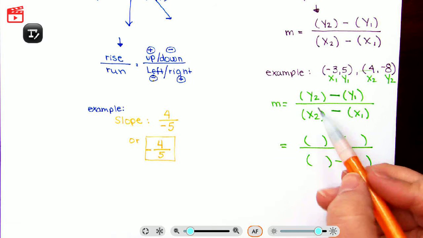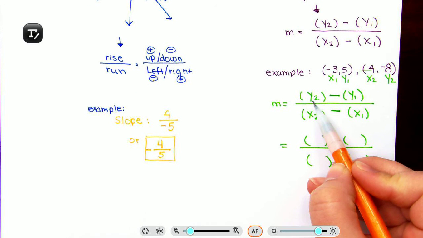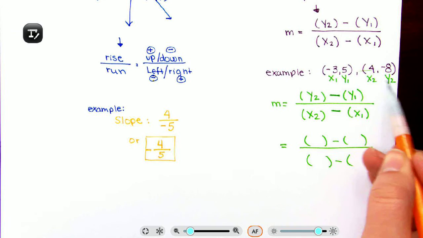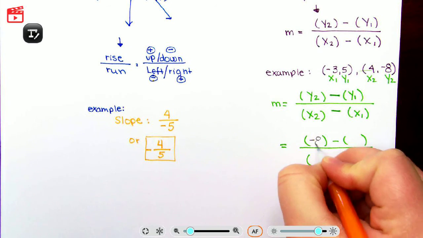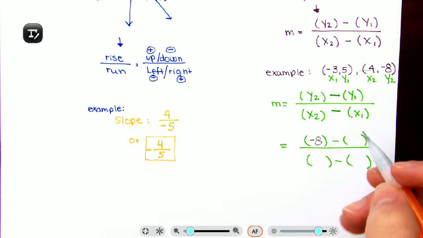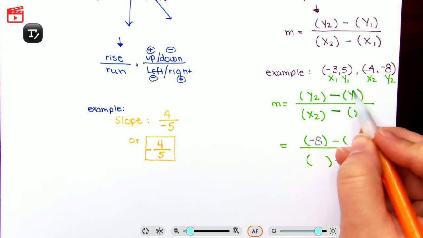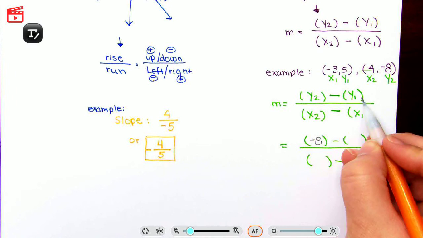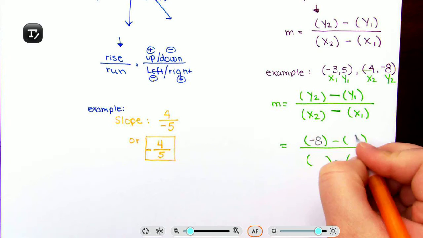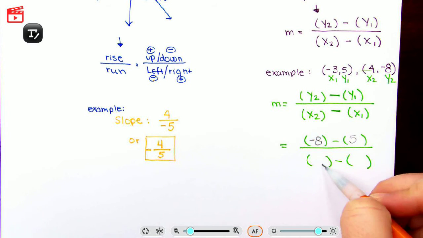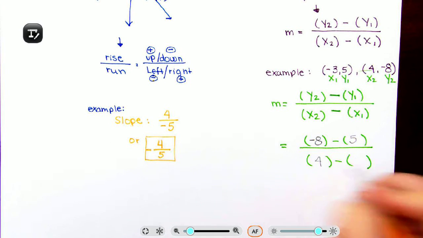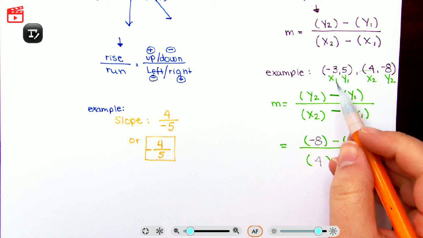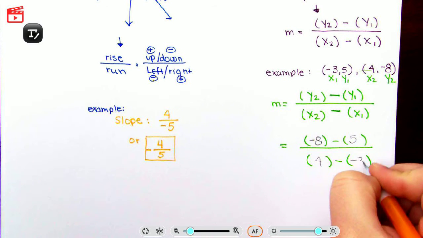What I mean by that is I have a y2 in this bubble, and I'm looking for a y2. Here it is. And what's on top of that? -8. So inside this bubble goes -8. And I'm going to keep doing that for all of my bubbles. Inside this bubble, I have a y1. I'm looking for y1. Here it is. That's a 5. Inside this bubble is x2. It is 4. And then x1 is -3.